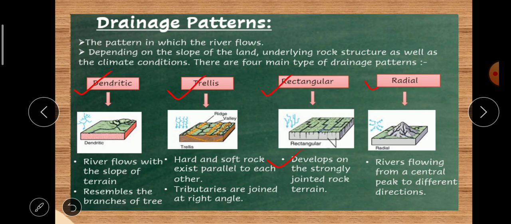Now at last, radial pattern: rivers flowing from a central peak to different directions. In this the rivers will flow from a central peak or the center point. Suppose this is the center point, and from here the rivers will originate, and this is radial pattern from center. So all these are drainage patterns. Let's recall them: dendritic pattern, trellis pattern, rectangular pattern, and at last radial pattern.